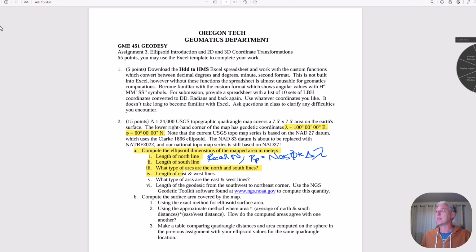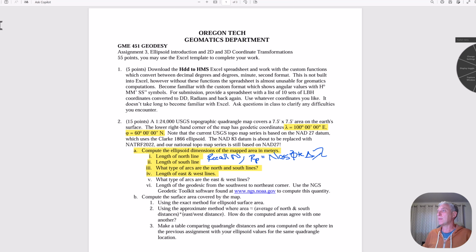And then the length of the east and west lines. Remember, the east and west lines are along the lines of longitude, and we know what kind of arcs those are, what kind of arc distances those are. And remember also that unlike the length along the parallel of latitude, the length along the longitude are going to be equal for the east and west line. Not true for the north and south lines, right? The north line, and you can see this if you draw it out, the north line is smaller or shorter than the south line because of that convergence of meridians, right?